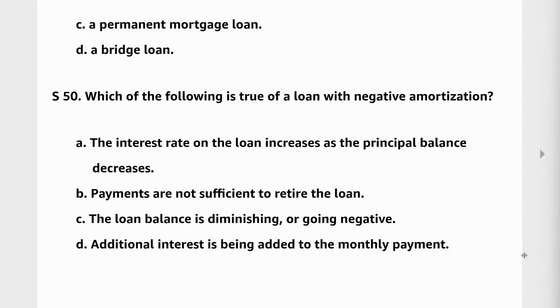Kind of like people were getting, what did they call them? People were being allowed to not make their payments, and the payments were added to the end of the loan. I forgot the term. So the loan amount is actually increasing. Payments are not sufficient to retire the loan. So the loan is never going to end. It's going to keep getting bigger and bigger and bigger. That's negative amortization. So the answer here is S50B.